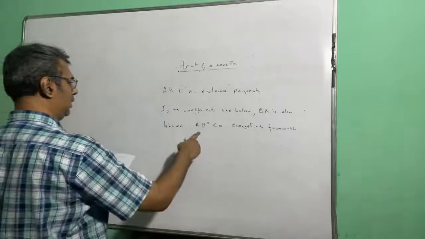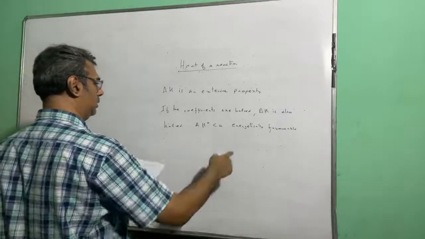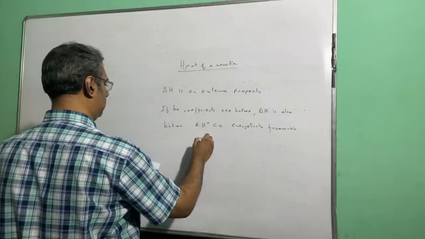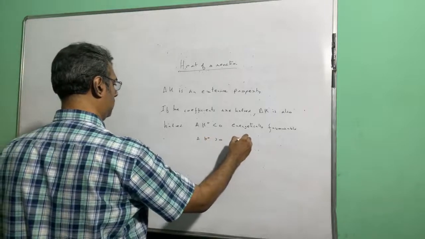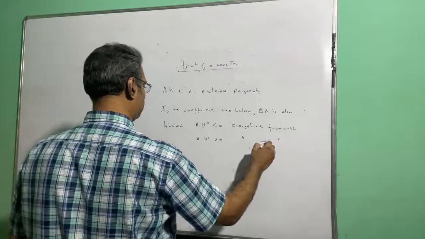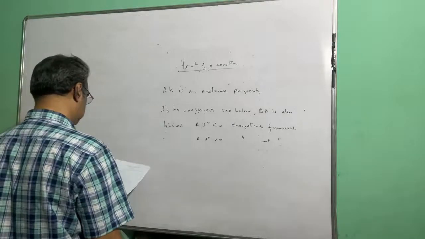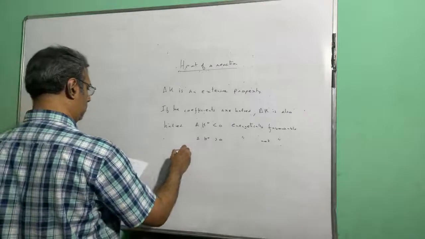Suppose you have a reaction where delta H in standard state is negative, so it will be energetically favorable, and if delta H is greater than 0, then it is energetically not favorable.